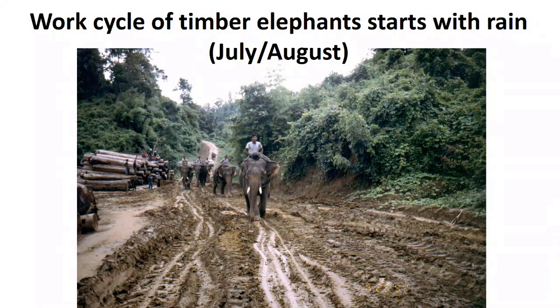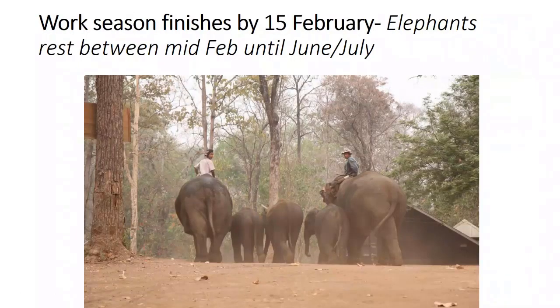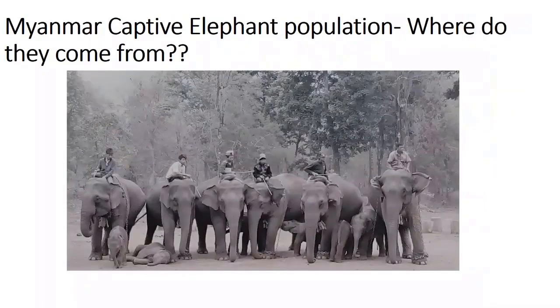So it's a very easy job for the first few months when the rain is still in place. They just slide out the logs left behind from previous years, taken out from the forest. So the work season finishes by the 15th of February by law, until it rains. So the elephant working period is 6 to 8 months a year.